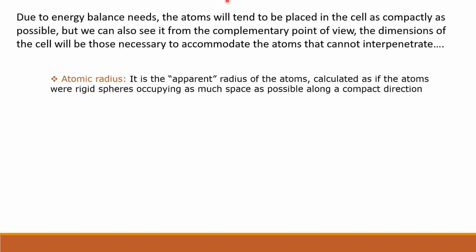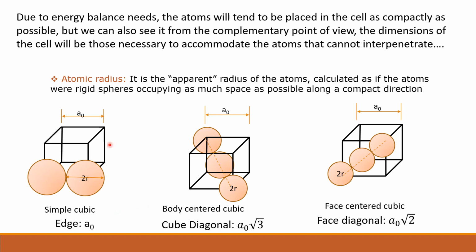Then comes our concept of atomic radius. It's the apparent radius of the atoms, calculated as if the atoms were rigid spheres, not interpenetrating, occupying as much space as possible along the most compact direction. Along the most compact direction, because we are looking for the maximum cell. So, simple cubic: the most compact direction is the edge. We can have two atoms, and if they must touch each other, then it's 2 times r, so we have r, 2r, then 2r equals a sub 0, the edge.